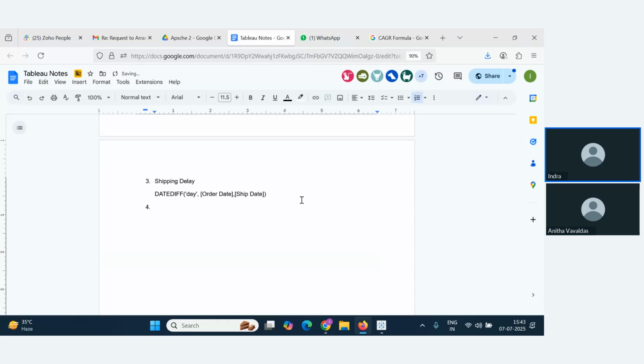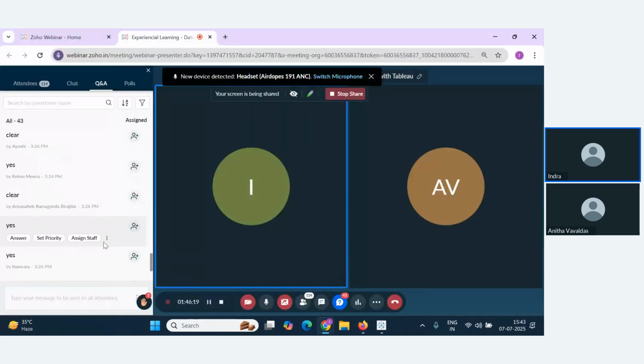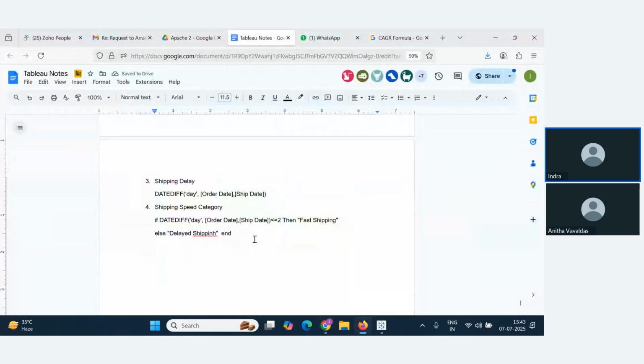Please try this shipping speed category. This kind of thing will be useful whenever you're creating a separate dashboard for shipping. Okay. These calculations will help you.